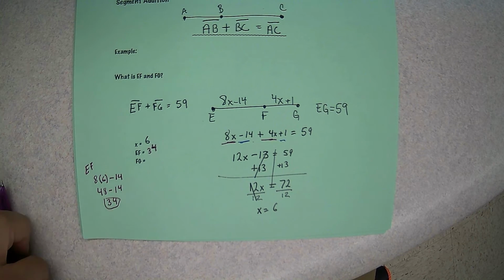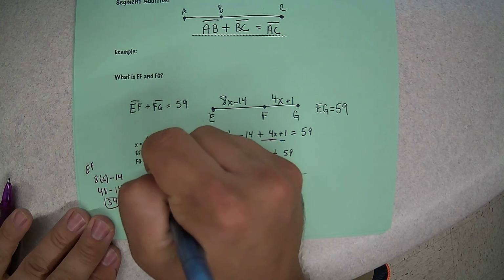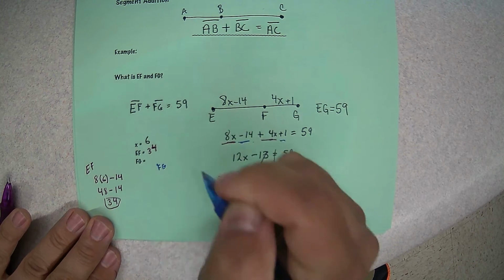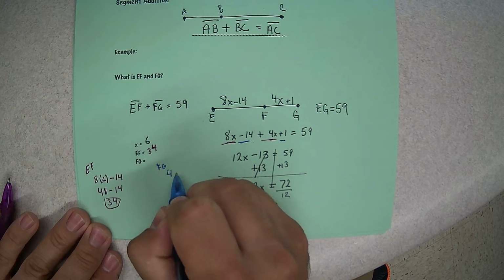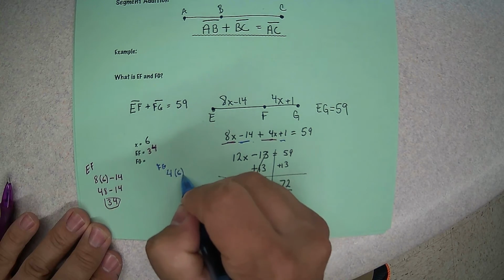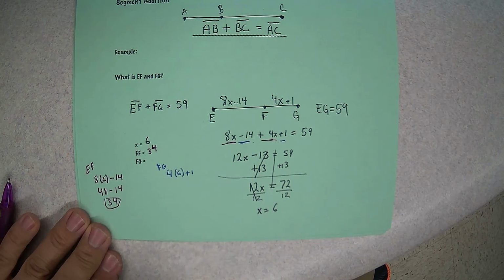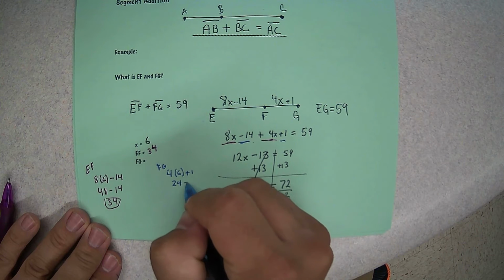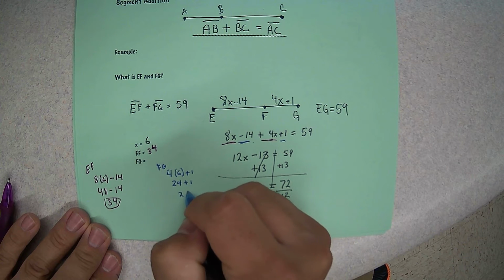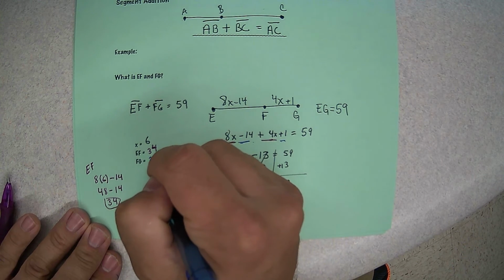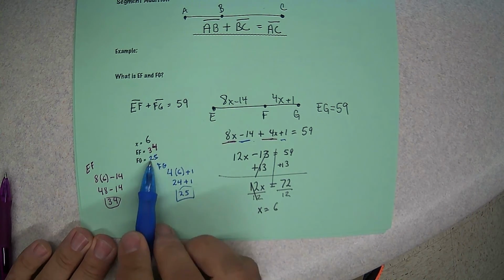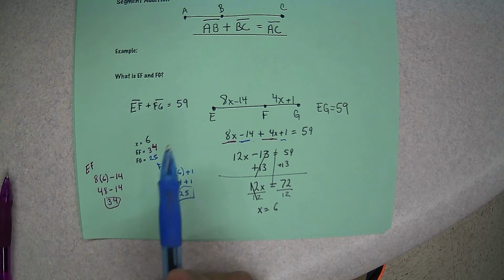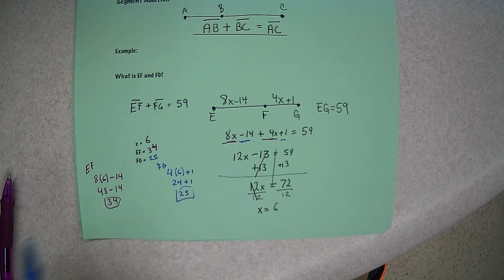Now looking at FG, FG is 4x plus 1, so 4 times x, which is 6, plus 1. 4 times 6 is 24, plus 1 is 25. We can check this now too, because those two added up should equal 59. 34 plus 25 does equal 59, so it does work out.